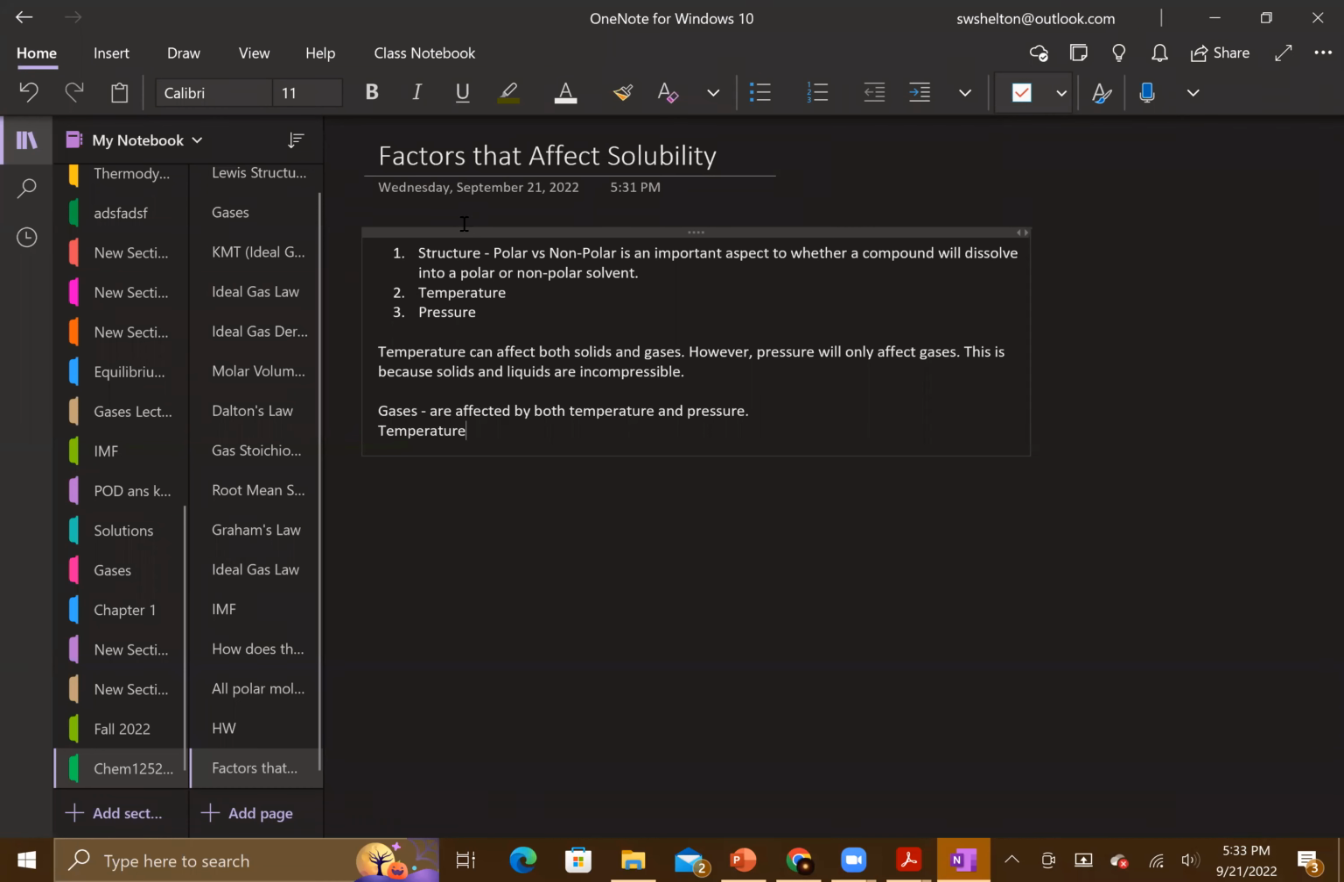All right, so recall that the average kinetic energy is dependent on the Kelvin temperature. All right, so temperature has a direct effect on the solubility of a gas. Now, when I say direct, I'm not really talking about proportionality. I'm just saying that it has an effect on the solubility of a gas.